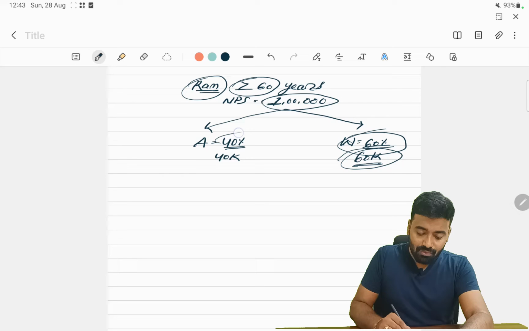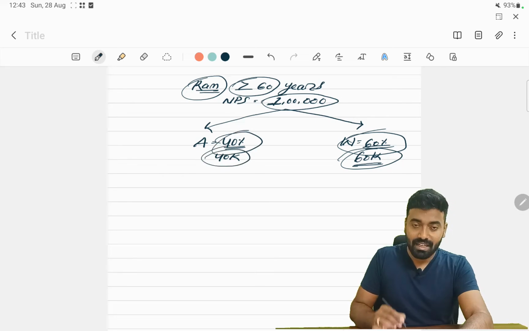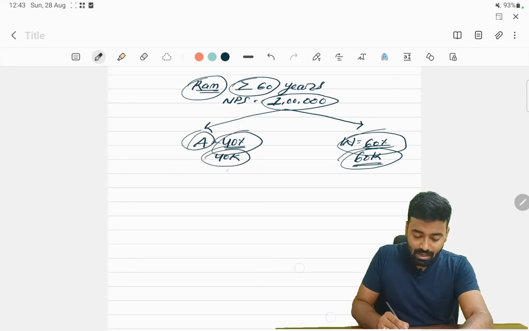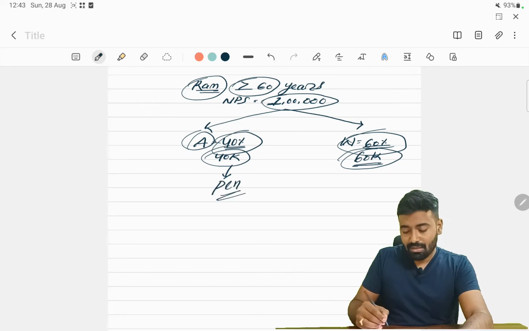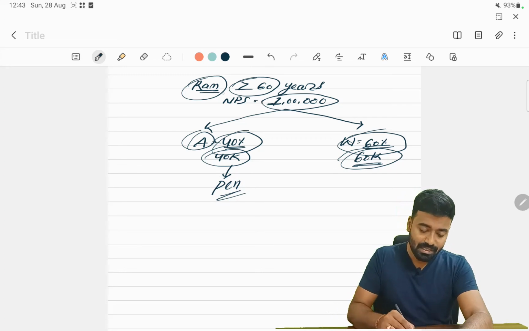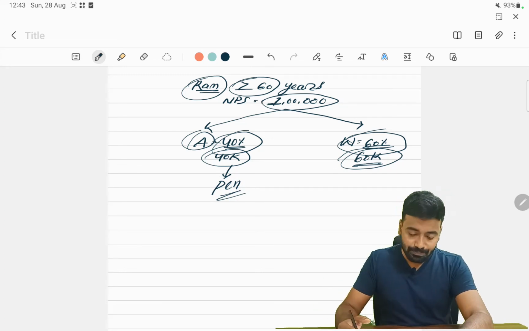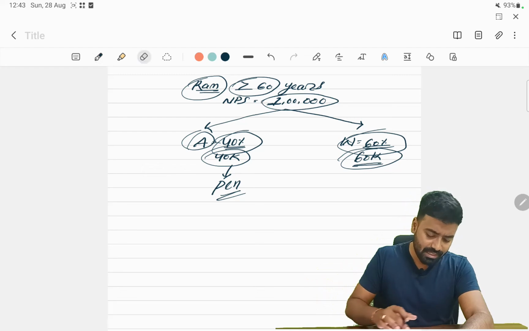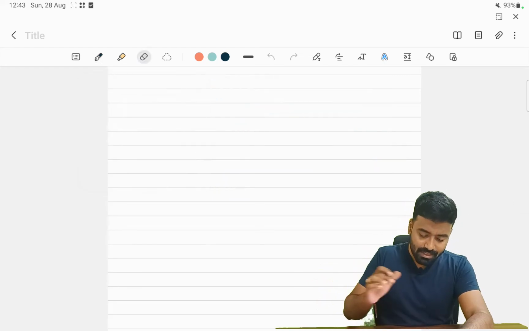And remember one thing, 40% of the corpus, minimum 40k, has to go to the annuity. That means in future he will get the pension. But what the law is saying is that 60% has to be withdrawn. That is the first scenario. The first scenario is basically Ram retiring post 60. That's the first thing. Let's understand the second scenario.